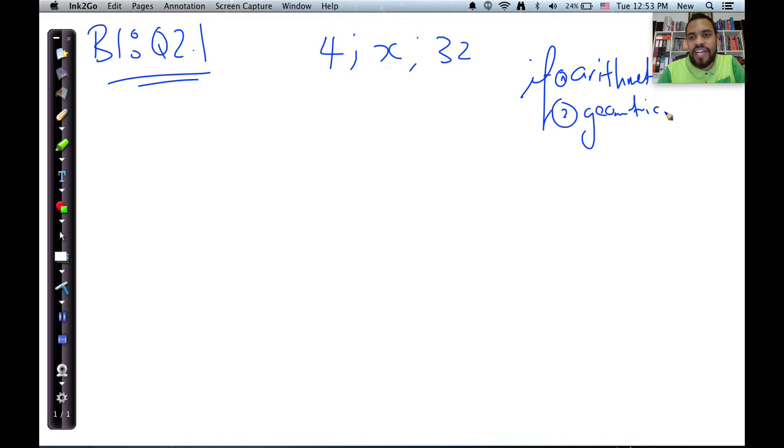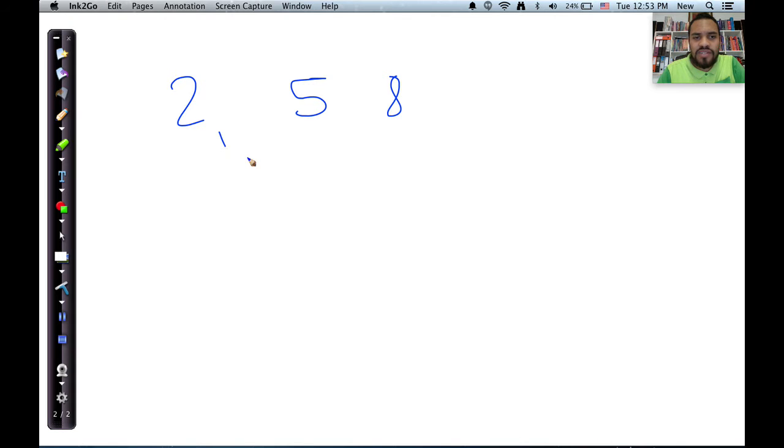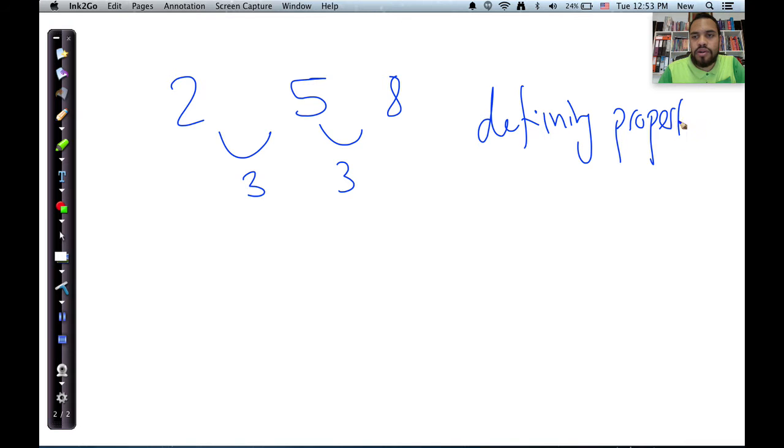So let's quickly go back and see what a geometric and arithmetic sequence is. Firstly, an arithmetic sequence is something like 2, 5, 8. So we can see it is defined by a common difference of 3. So we can say over there that the defining property is a constant difference, d equals 3. Okay, and we can also see that you need to start with something, so a equals 2.